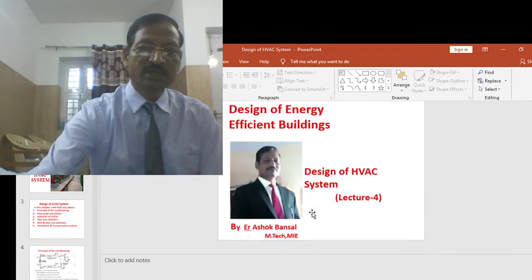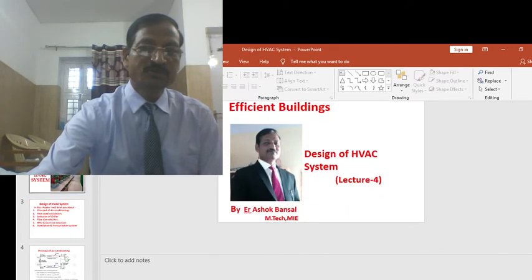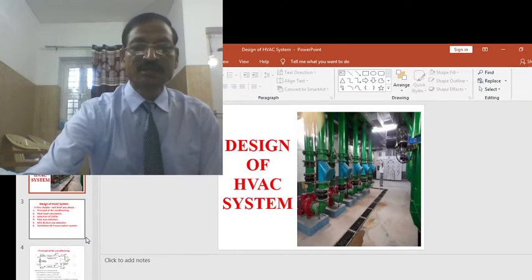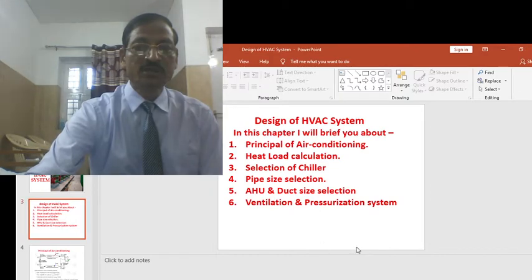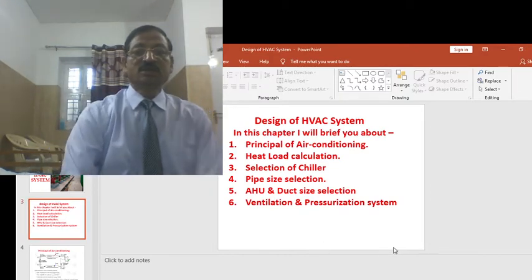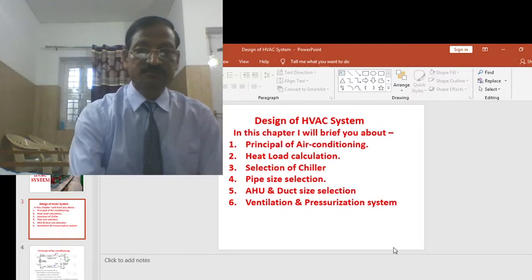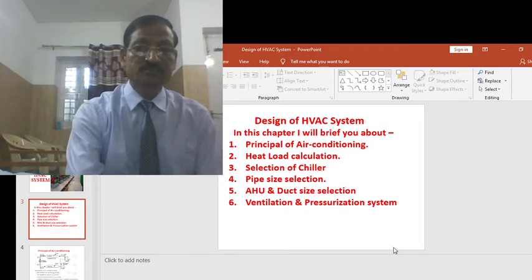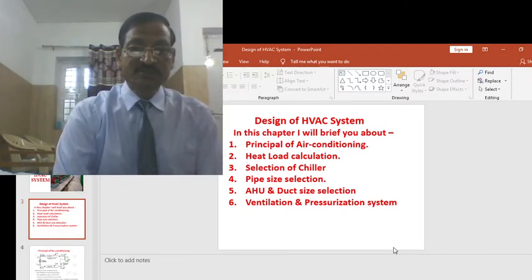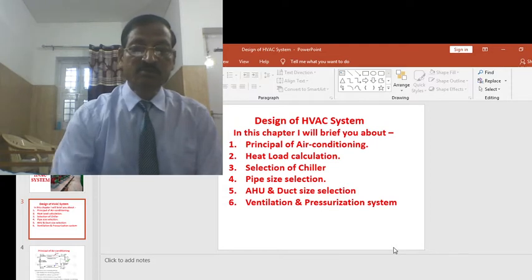This is one of the air conditioning plant rooms. You are seeing the various pumps, chillers, and electrical panels. Today I will brief you about various points like: number one, principle of air conditioning; heat load calculation; selection of chillers; pipe size selection; AHU and duct size selection; ventilation and pressurization system.